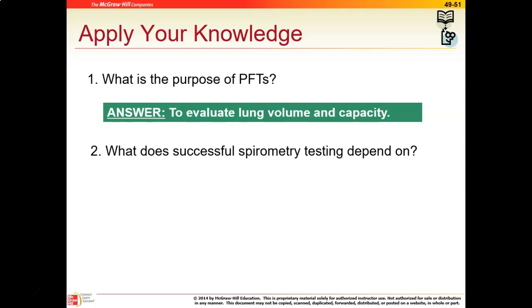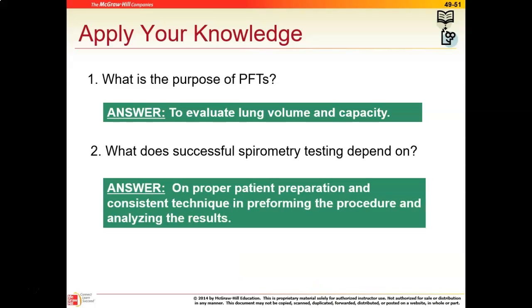And what does successful spirometry depend upon? It depends upon making sure that you've prepped the patient and everything. They don't have any of those contraindications to doing the testing. Make sure that your technique is good and that the patient is doing all of the things that they need to do procedure wise, and then making sure that we analyze the results and that you get three acceptable maneuvers so that we can analyze those results. Okay.